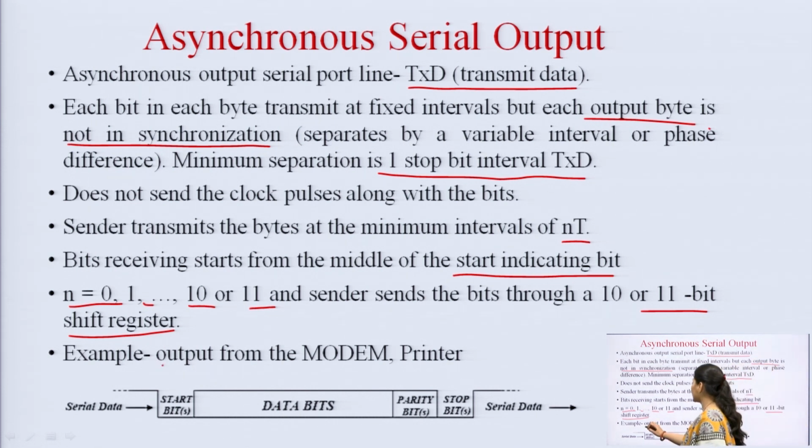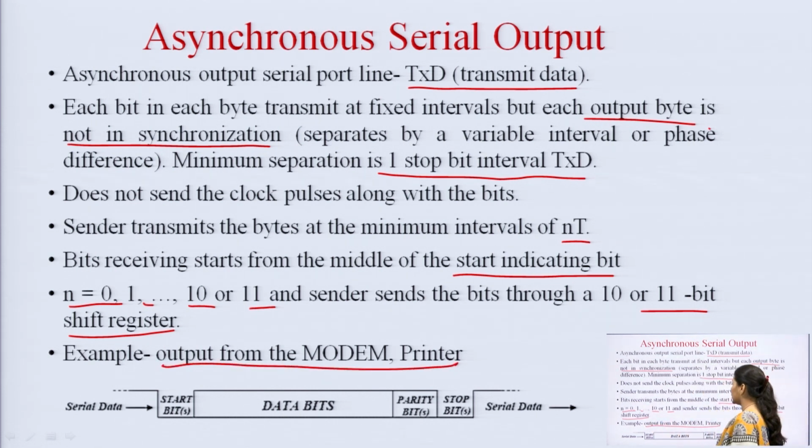Examples of this are output from a modem or a printer. As we know, there is no need of perfect synchronization in the case of a modem and printer, so this asynchronous mode of communication can be used in these cases. As we can see in the diagram, there is the start bit, data bits, parity bit, stop bit, and then again the serial data. This is how the sequence is maintained.